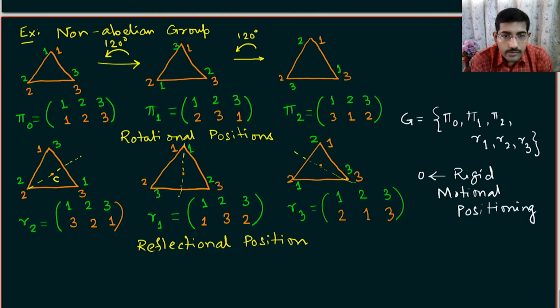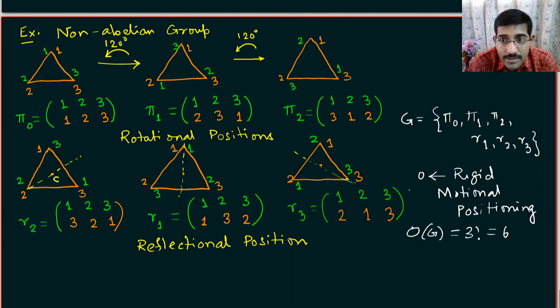So here the first row is the points, the second is the position, in every matrix. You can see that every possible number is present here in the positions. So all possible rotations and reflections I have made as rigid motional positioning, and I get every possible permutation here. The number of elements in G, or the order of G, is basically 3 factorial, which is 6.